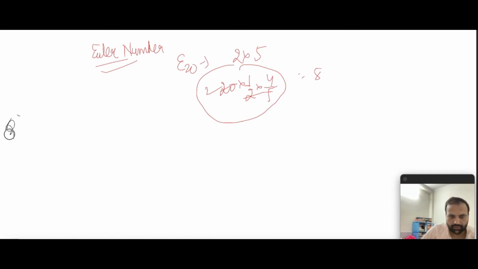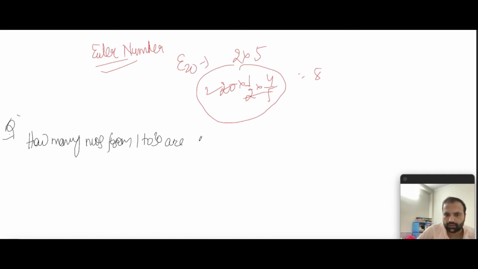Okay, so let's check what we have done in the last class as well. How many numbers from 1 to 30 are divisible by 3? So what we do, we can simply do 30 by 3 equal to 10, isn't it? So there will be 10 numbers that would be divisible by 3 in the 1 to 30 series. Okay, now let's go a step forward from here.